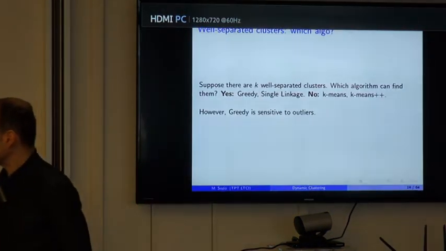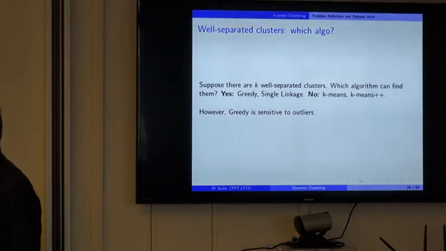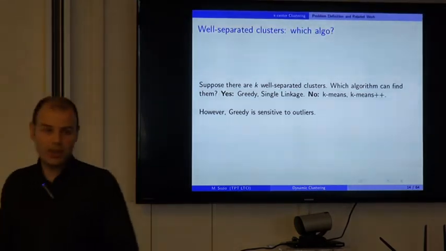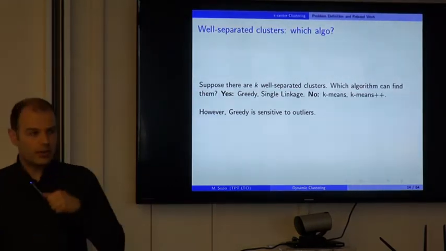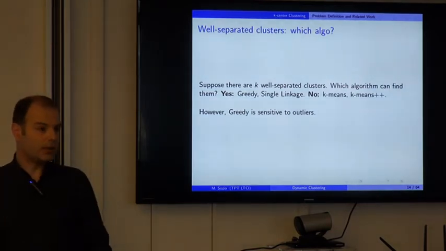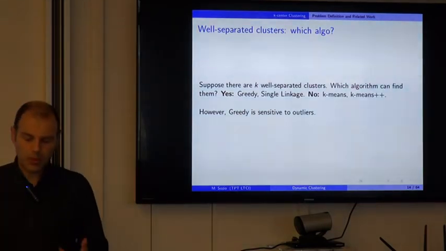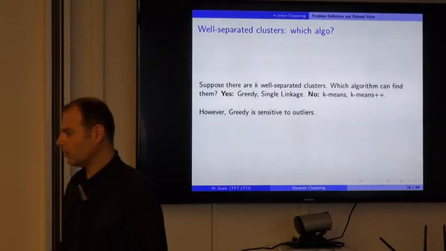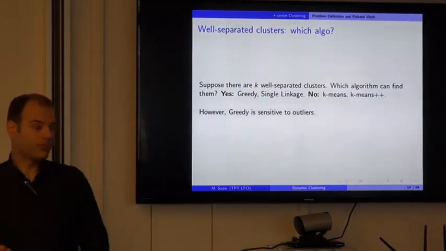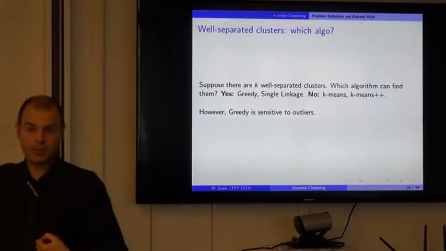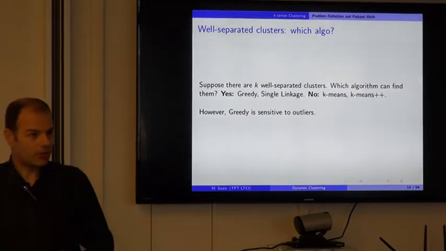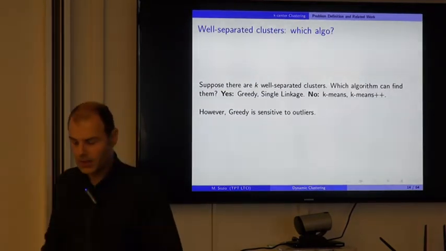Yeah, so as I said, for example, k-means cannot solve this problem. K-means plus plus is a bit better, but you can still show that there is some probability that you don't find them. Okay, so this finds the well-separated clusters with probability 1. I think it's really a nice property.